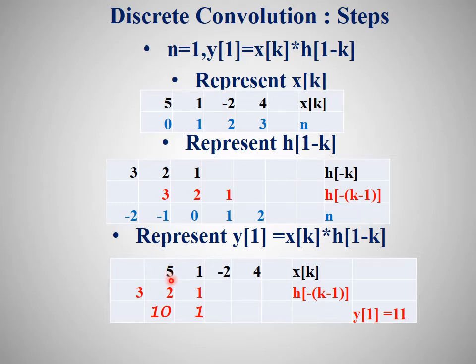So we are multiplying these two. 5 into 2 is 10. Similarly 1 into 1 is 1. So we have got two values, 10 and 1. The solution of y of 1 will be the summation of each of these multiplied products, which gives us the answer as 11, which is 10 plus 1.